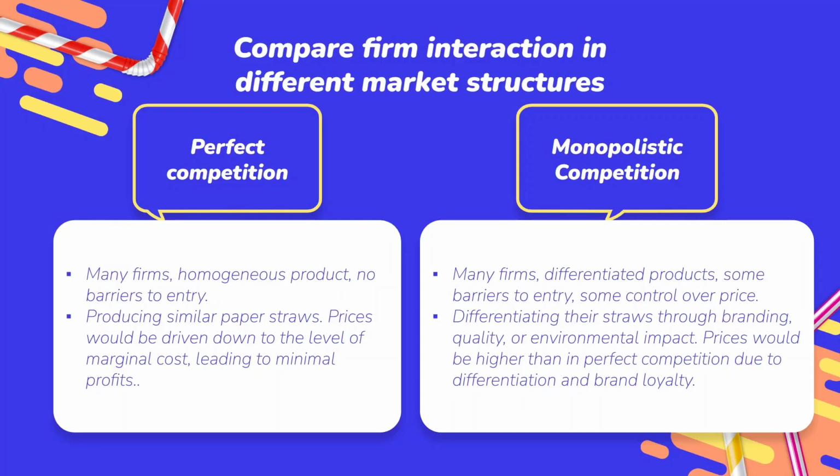In monopolistic competition, there are many firms differentiating products, with some barriers to entry and some control over price, differentiating their straws for branded quality or environmental impact. Prices would be higher than in perfect competition due to differentiation and brand quality.